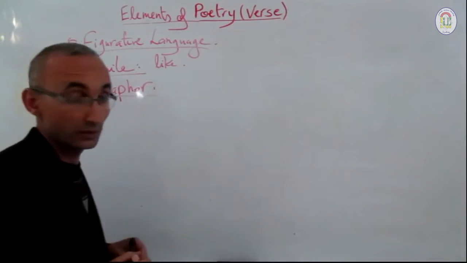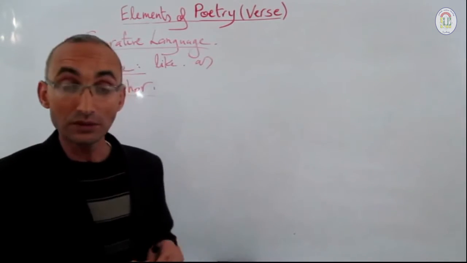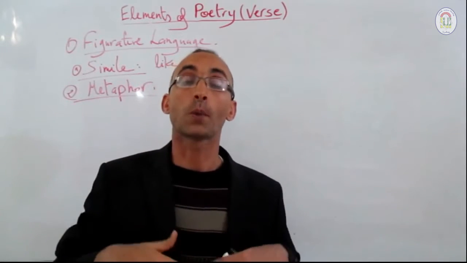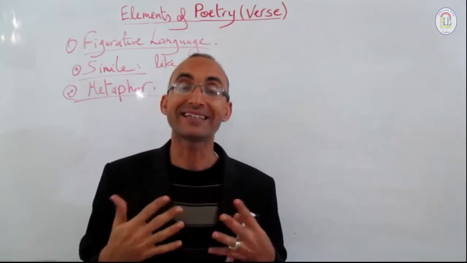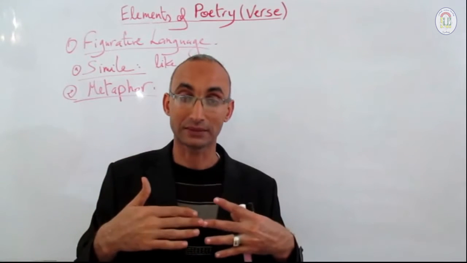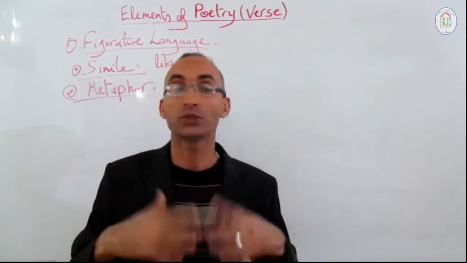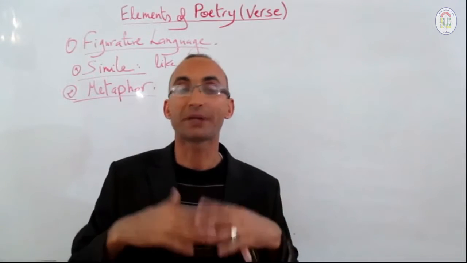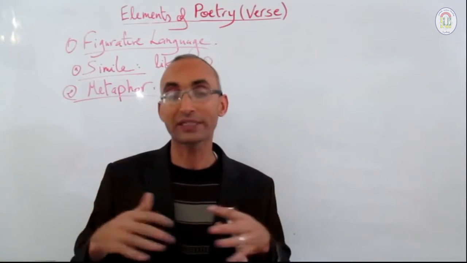Here, metaphor. Here also we have another type of comparison, but at a different level. Here it is an implicit, hidden comparison between two things, without the use of any tool of comparison. We don't use neither like nor as nor any other element.